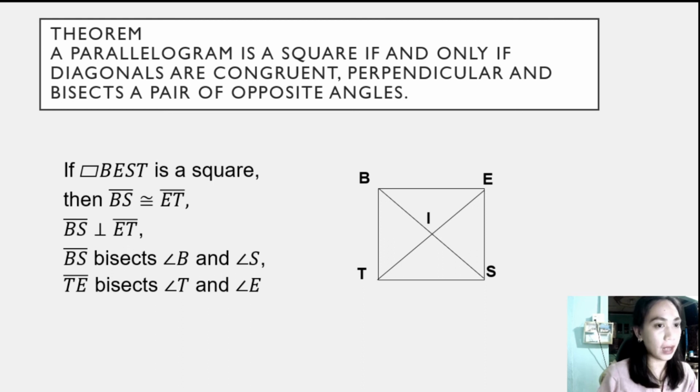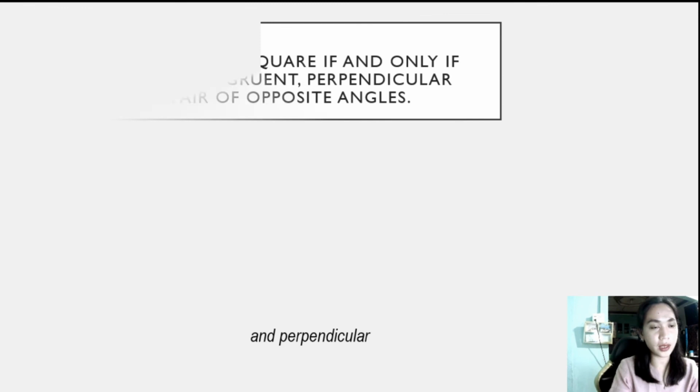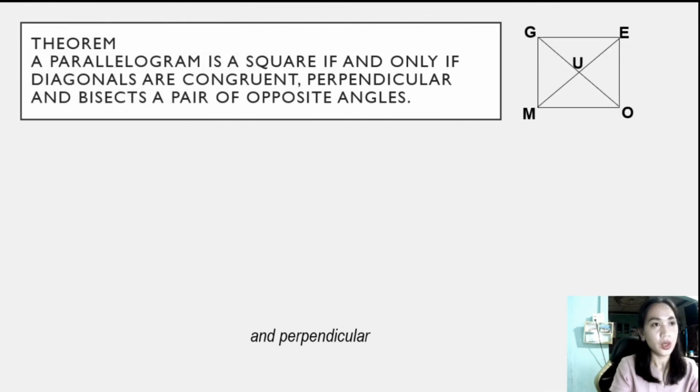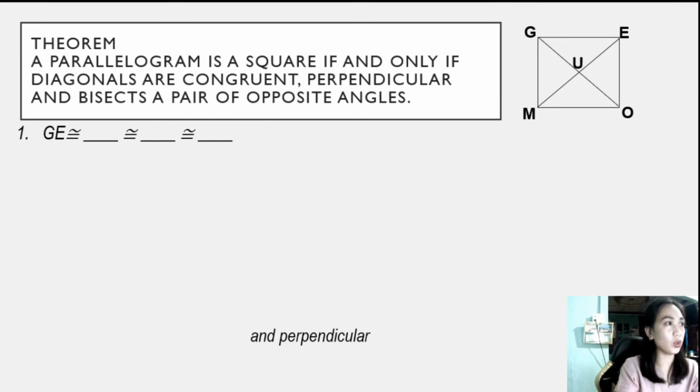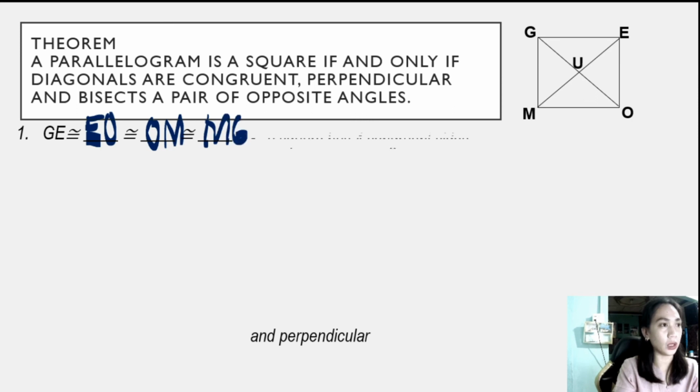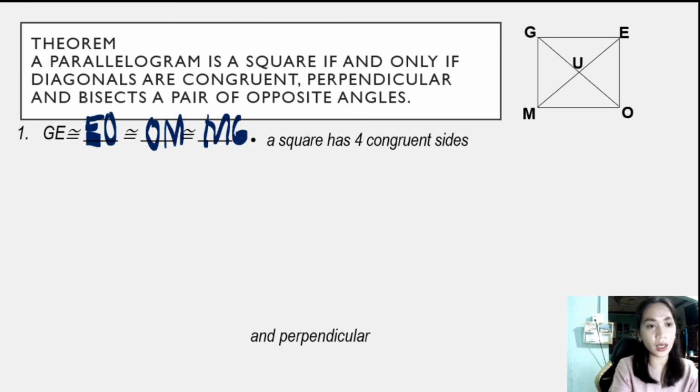Okay? So, let's have this example about the square. You have GEOM as a square. The intersection of their diagonals is U. So, you have GE congruent to EO, also congruent to OM and congruent to MG. Again, the reason: a square has 4 congruent sides. So, lahat ng sides niya are equal.